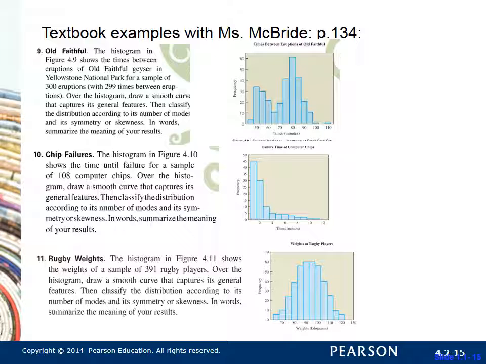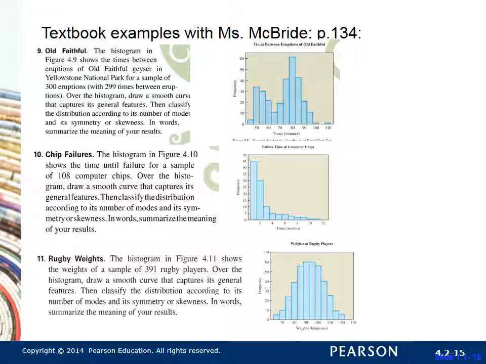All right, chip failures. This is a classic picture here. So remember, we always want to take a look at what's happening here. So here I have failure times of computer chips. So I have a whole lot that are failing between 0 and 2 months, and then a whole lot less that are failing the farther out you go. In other words, not that many last out till 10 months, over 108 computer chips.